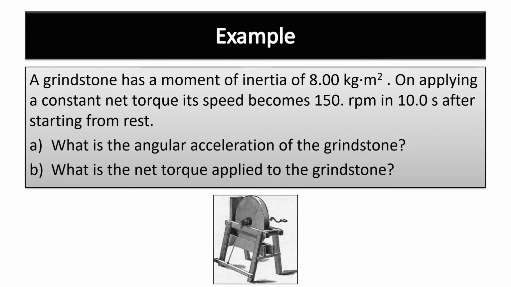So let's get right into an example here. It says a grindstone has a moment of inertia of 8 kilogram meters squared. On applying a constant net torque, its speed becomes 150 RPM, which stands for revolutions per minute, in 10 seconds after starting from rest. That might be a kinematic equation thing: starting from rest and then getting faster after a certain time period.